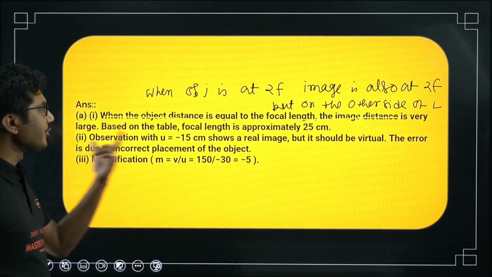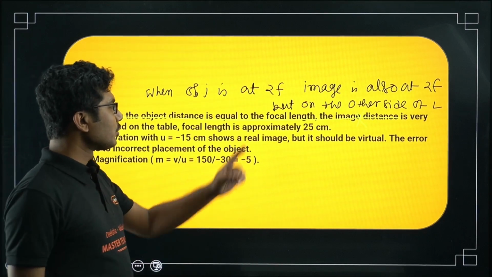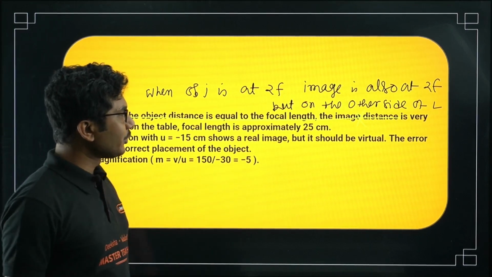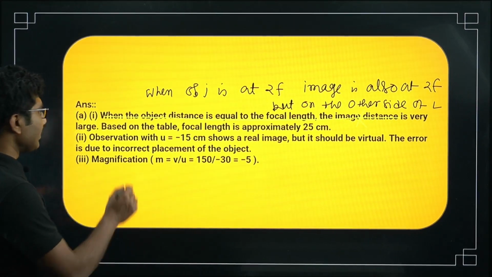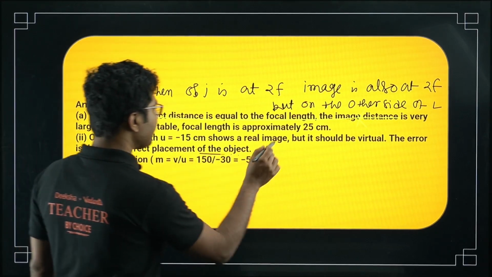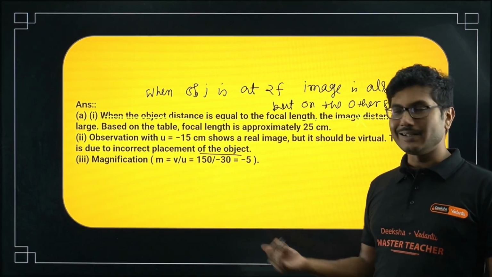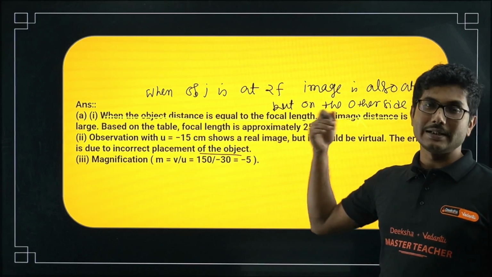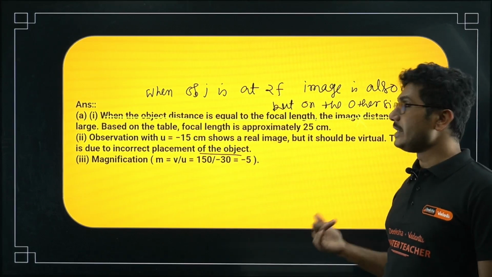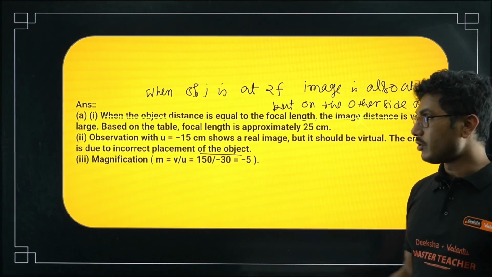Now, the observation with u equal to minus 15 centimeter shows a real image, but it should be virtual. The error is due to the incorrect placement of the object. Okay, incorrect placement of the object or incorrect placement of the sign. So the error is basically that the negative sign of v is not there, so that means it is not possible.